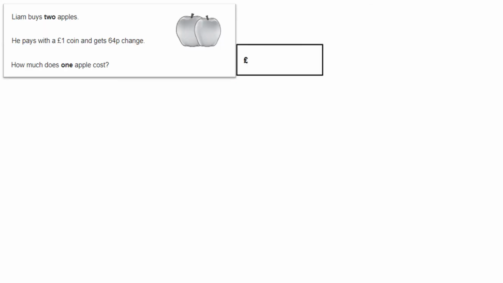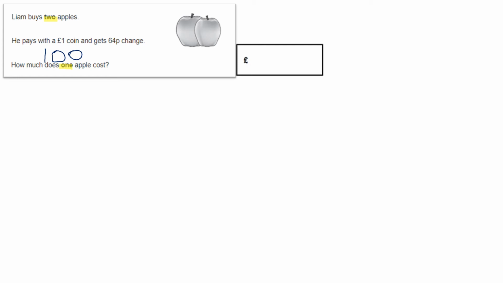Liam buys 2 apples, he pays with a £1 coin and he gets 64p change. How much does 1 apple cost? Well, he buys 2 and we want to know how much 1 costs. Again, pounds and pence. We've got pounds and we've got pence. So I'm always thinking, right, let's pop them into the same units, £1 coin or 100 pence. That does say pence. Apologies again for the writing. We'll just get rid of that.